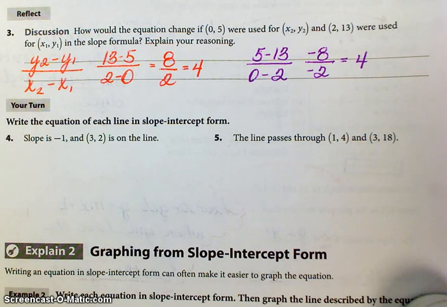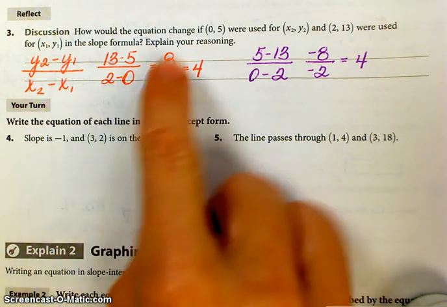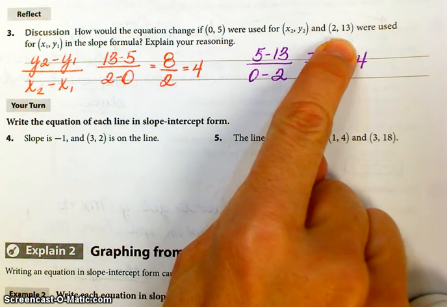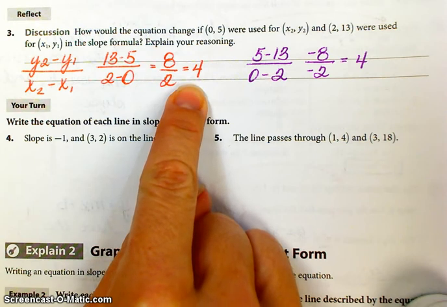The question on page 250 at the top, number 3: how would the equation change if 0, 5 were used for x2, y2 and 2, 13 were used for x1, y1 in the slope formula? Well, here's what we did originally. And we said that this was x1, y1 and that this was x2, y2. And here's what we got when we did the formula that way.